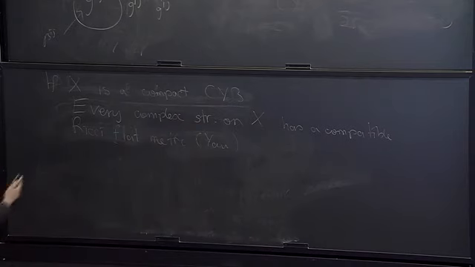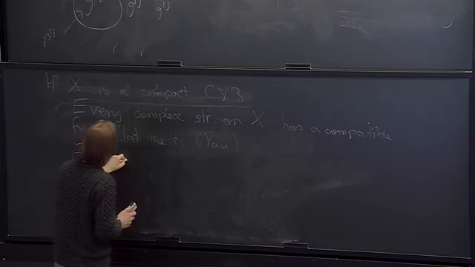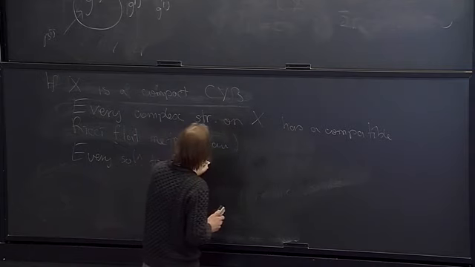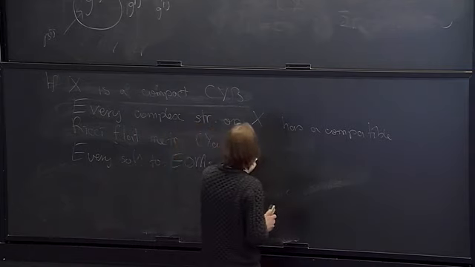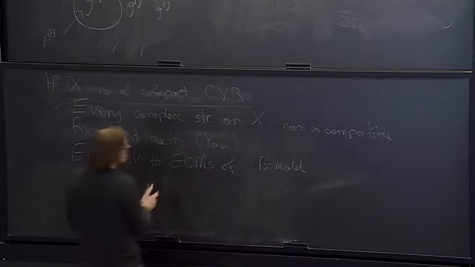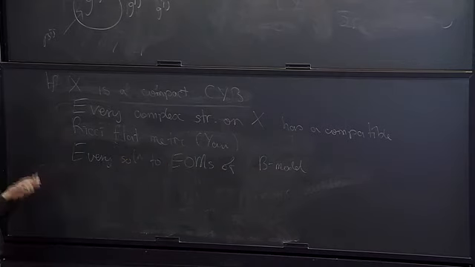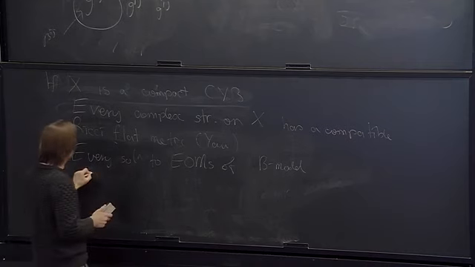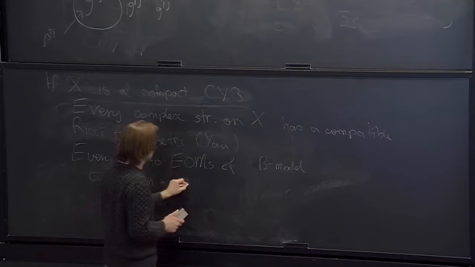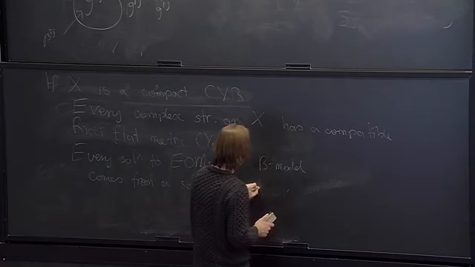So on a compact manifold, every solution of the equations of motion of the B model, well, this is an integrable complex structure. It comes from an actual solution of the Einstein equation, by throwing away some components of the metric.